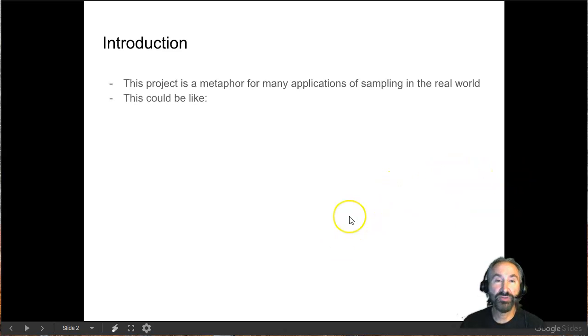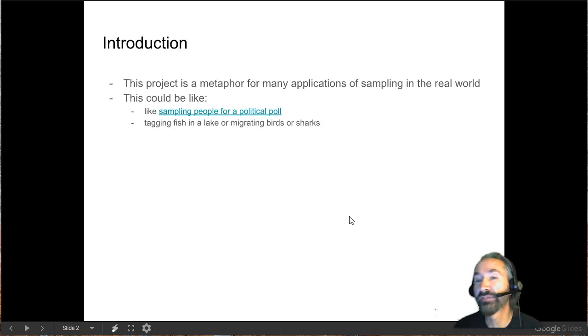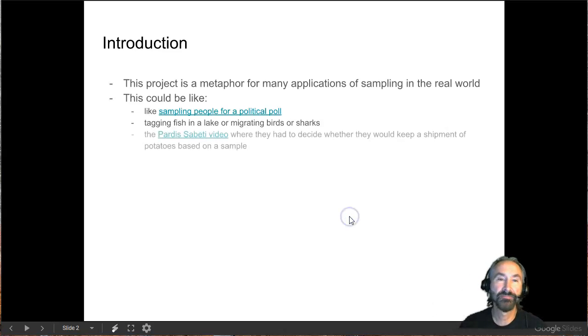You may never have to do what we're going to do in this project, but you might have to do something similar. It could be like sampling people for a political poll, or tagging fish in a lake, or migrating birds or sharks if you become a marine biologist. There is a Participati video where they actually use sampling in order to do quality control for a company that makes potato chips.